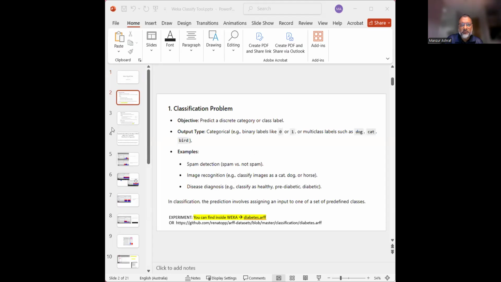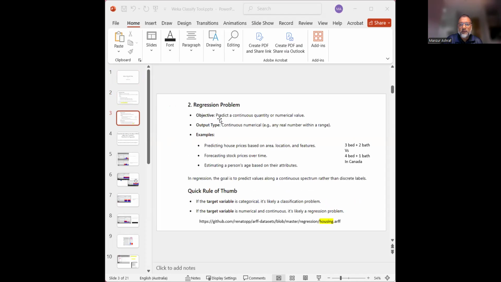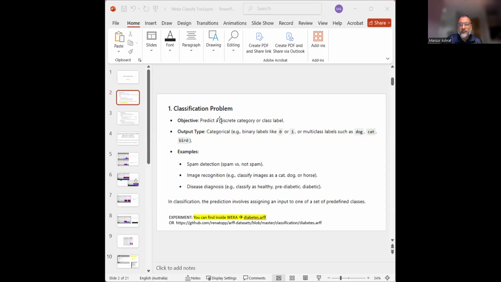Now, before jumping to that, two things we need to understand. One is the classification problem, and another is the regression problem. So, if we look at data in which the decision is a fixed kind of pattern.